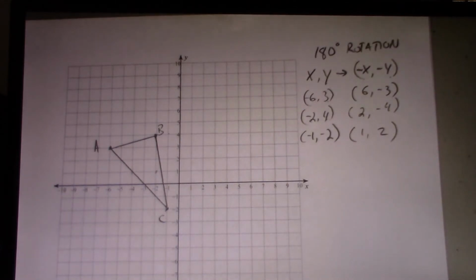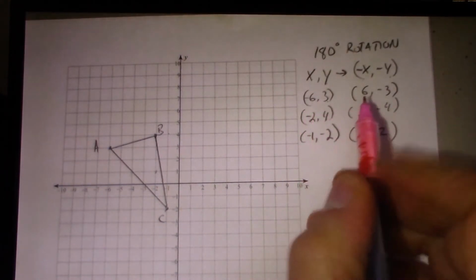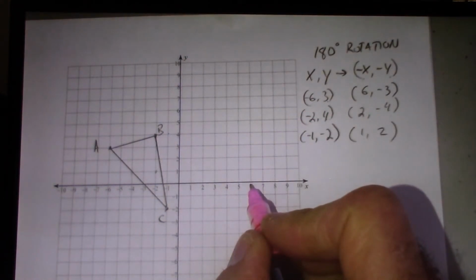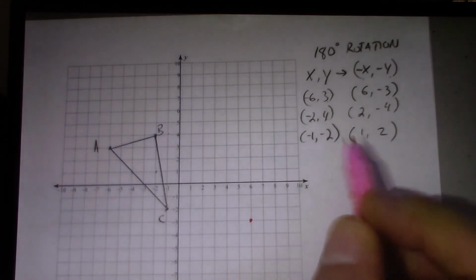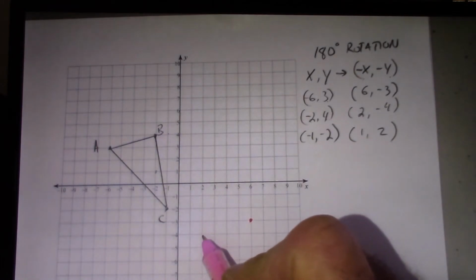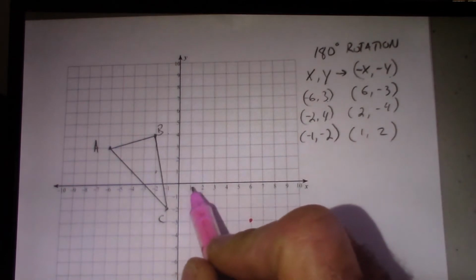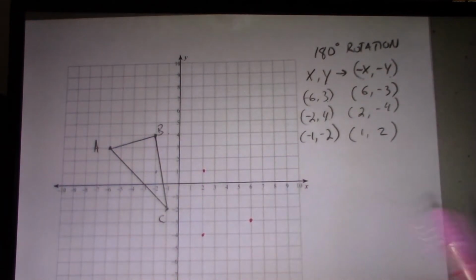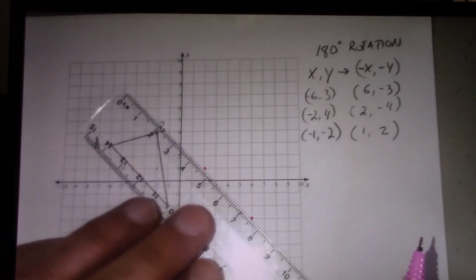Kevin, don't be scared. Here we go. Ready? We go 6, negative 3. So 6 and negative 3 is here. 2 and negative 4 is there. And 1, 2. So 1 and 2 is there. Got it? So there are my 3 new points.